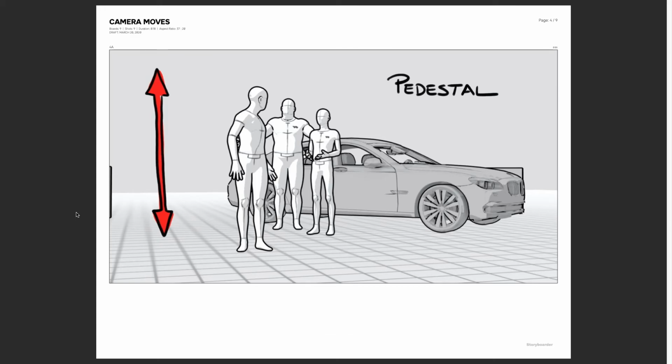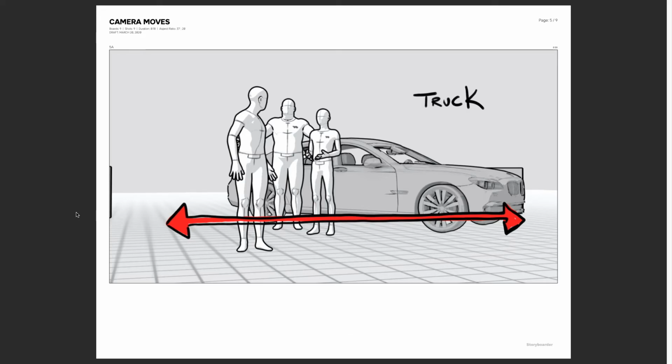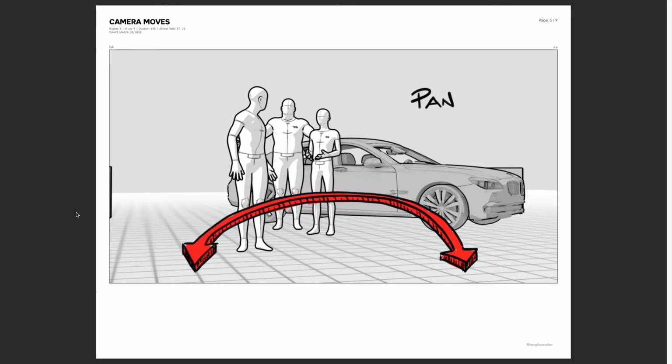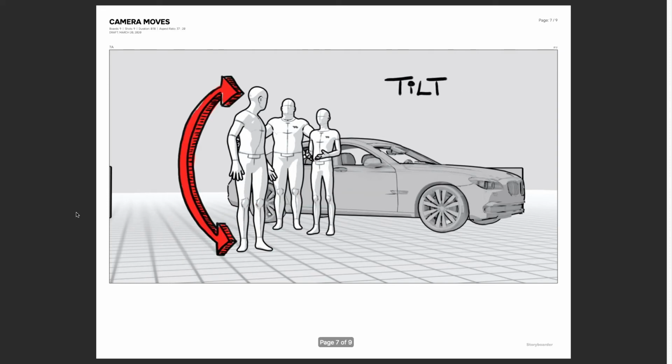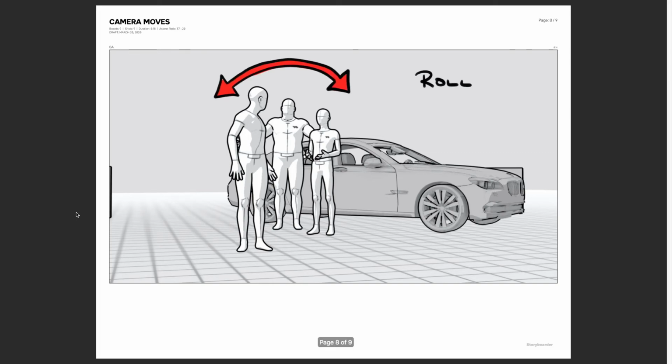Pedestal, flat arrow, straight up or straight down. Same thing with truck, a flat arrow moving either right or left. The pan, again, you want to give that arrow some dimensionality, and are we panning back and forth, or just to the right, or just to the left? Same with the tilt, tilting up, tilting down. And the roll, a flat arrow, but a flat curved arrow to let us know that we're rolling from side to side.